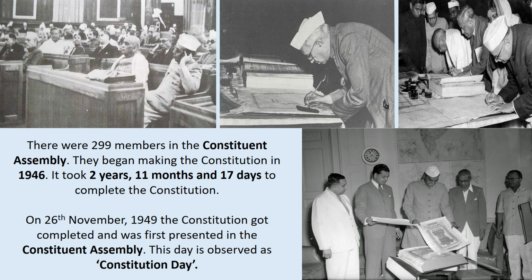days, you will go to the date of 26 November 1949. So, on 26 November 1949, the Constitution got completed. So, after 2 years, 11 months, and 17 days, which mean on which date? On 26 November 1949, they completed writing the Constitution of India, and it was first presented in the Constituent Assembly.